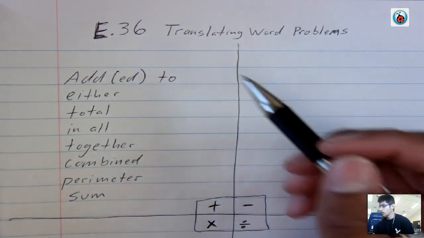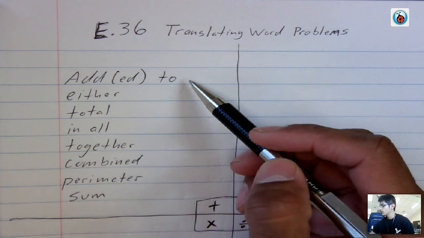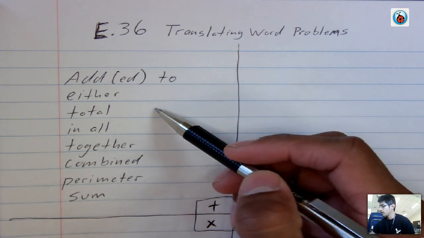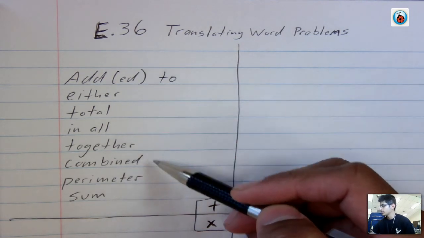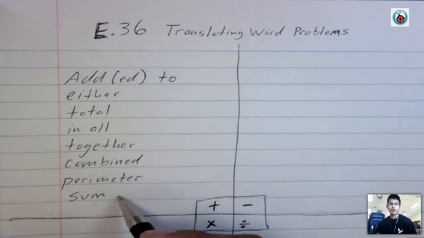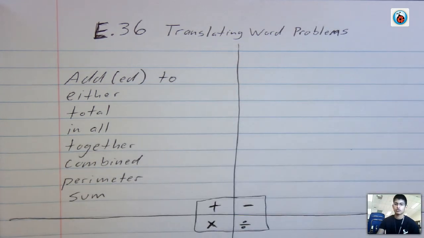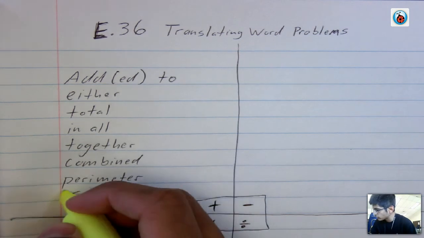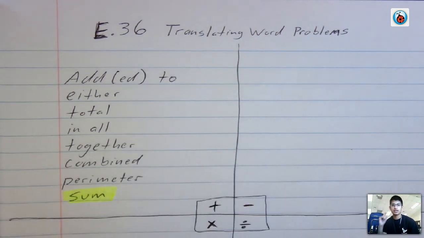Here's a list of keywords for adding: added to, either, total, in all, together, combined, perimeter, and most importantly, sum. Remember, sum is the answer when you're adding two numbers. Mr. Santos, don't you believe the student should highlight the word sum? That's a good idea, guys. Use your highlighter and highlight the word sum, because that's the key word there. Every time you see the word sum, we're talking about adding.